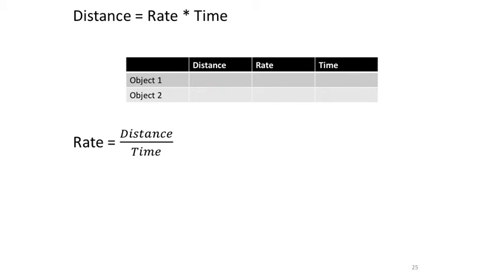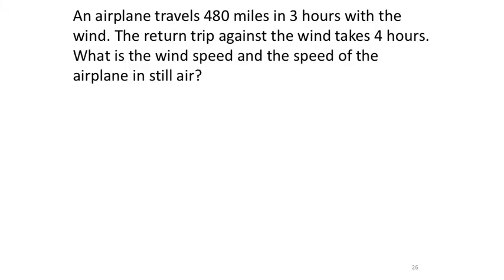And it's showing it as a table. You don't necessarily have to use a table. We'll see, okay? Like this one: an airplane travels 480 miles in 3 hours with the wind. The return trip against the wind takes 4 hours. What is the wind speed and the speed of the airplane in still air? So we got two different trips on this one.